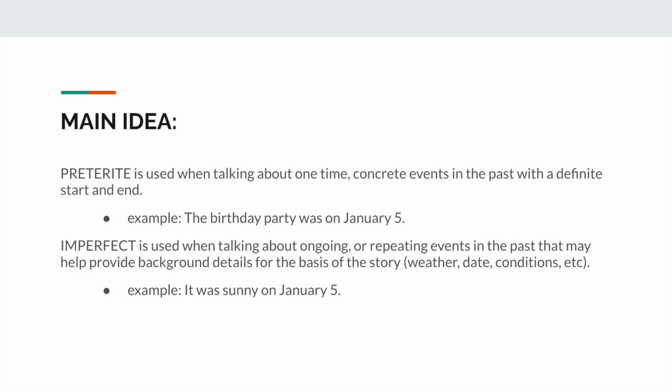Whereas imperfect in general is used when you're talking about ongoing, repeating, or simultaneous events, or details that provide background for stories and help move the plot further, but they're not necessarily major points in the plot. So these can be anything such as weather, date, conditions, meaning social conditions, or things in that sense. So one example of that would be if I were to say it was sunny on January 5th, was, the verb, would be conjugated in the imperfect.